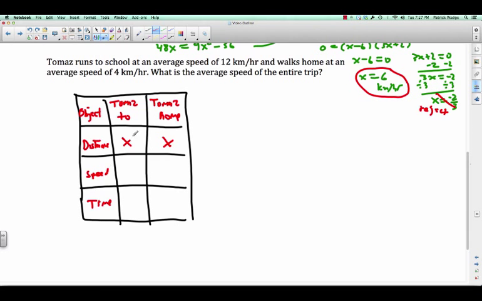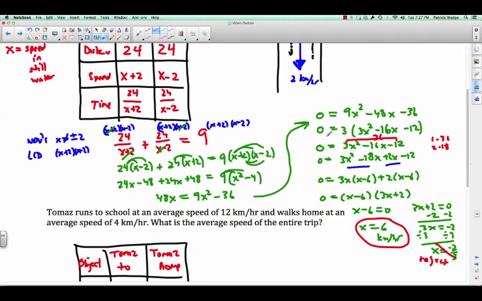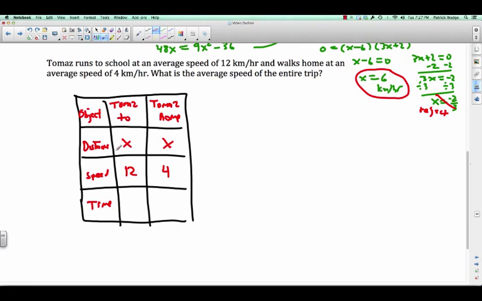What's his speed to school? 12. What's his speed from school? 4. The time, remember how we get time? Time is equal to, if you go back up here and cover up time, distance divided by speed. So distance of x divided by speed of 12, distance x divided by speed 4.